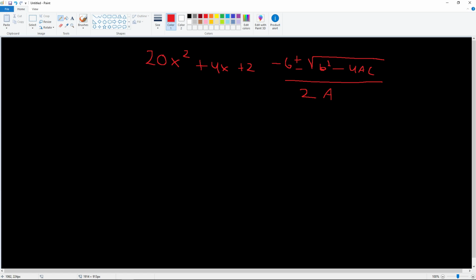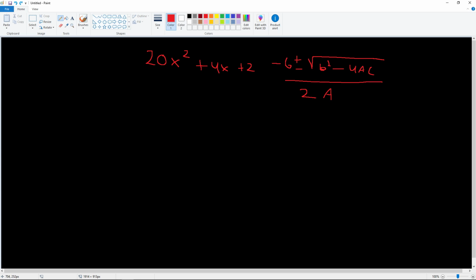So it was 20x squared plus 4x plus 2. Okay, well, to solve this, I'm just going to use the quadratic formula, which is negative b plus or minus square root b squared minus 4ac over 2a. So let's start plugging in our variables. B is 4, c is 2, and a is 20.